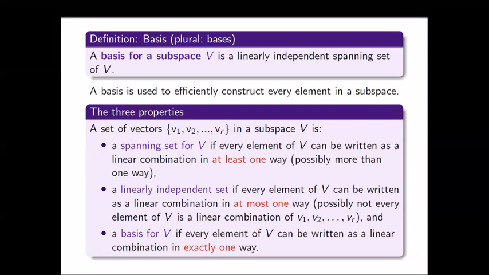In the same fashion, we have conditions for a spanning set for V and a linearly independent set. So, if every element of the subspace V can be written as a linear combination in at least one way, we call the set in concern a spanning set for V. And if we can write every element of V as a linear combination in at most one way, then we call this set a linearly independent set.